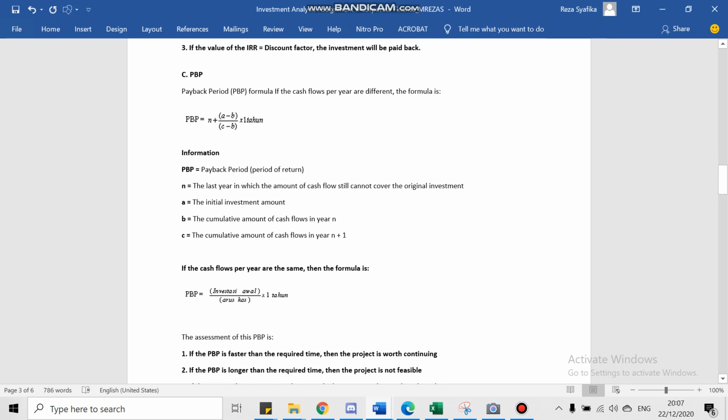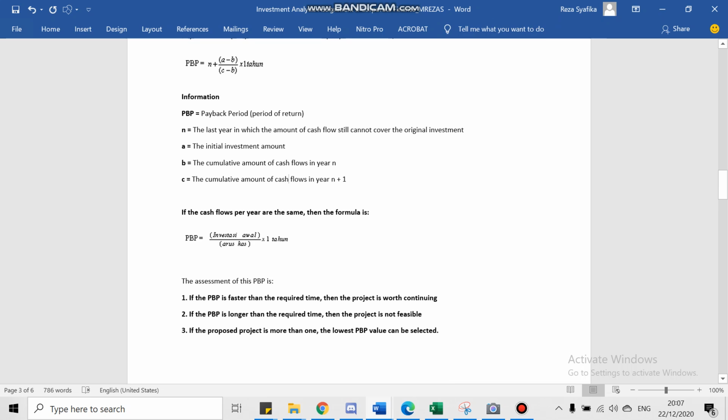Okay, then if the payback is faster than the required time, let's say that the required time is 5 years, and then you calculate the payback period, and it becomes 3 years, then the investment is worth it.